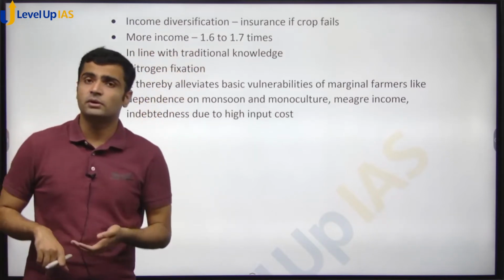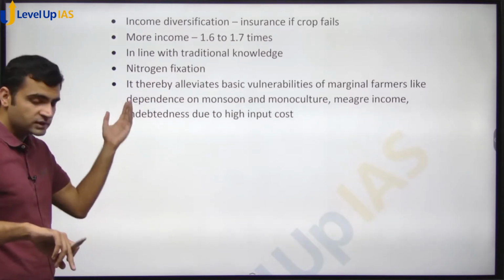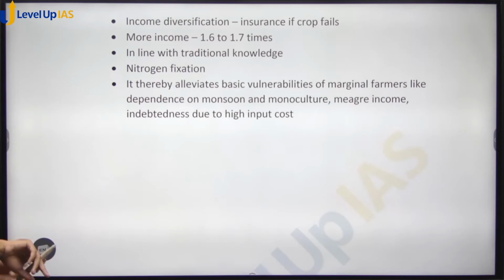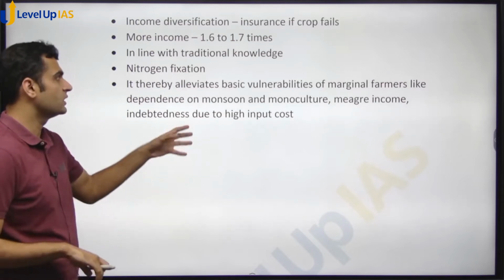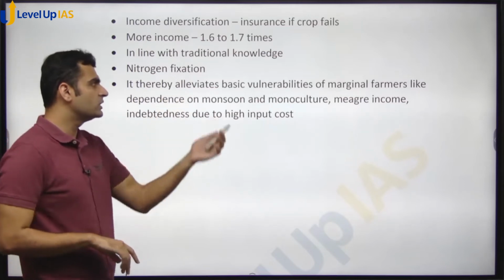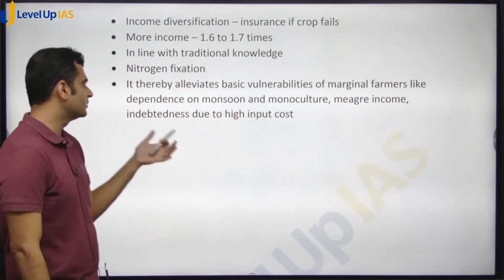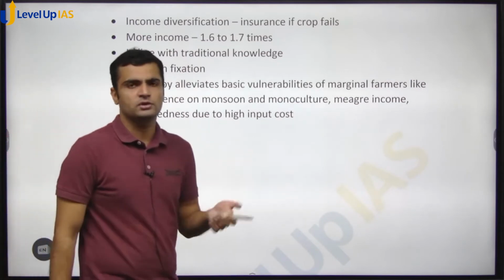This is in line with our traditional knowledge. You can plant local trees there, and trees can lead to nitrogen fixation. It thereby alleviates basic vulnerabilities of marginal farmers. So that's why sustainable living is promoted. What are these basic vulnerabilities? Dependence on monsoon, dependence on monoculture, meager income, indebtedness due to high input cost, etc.